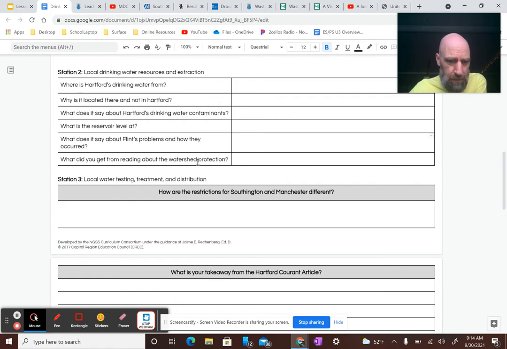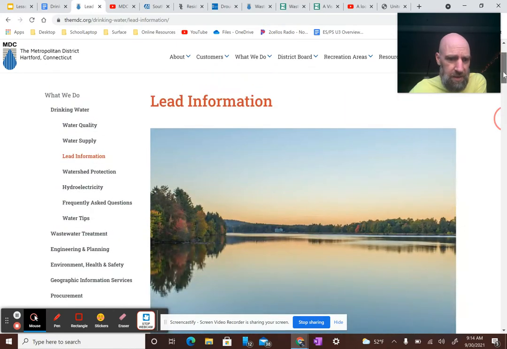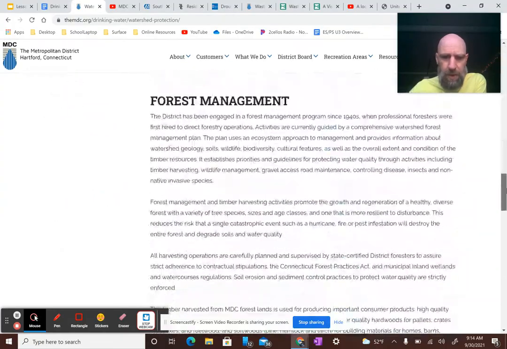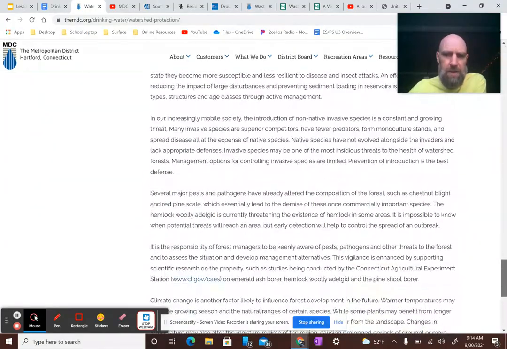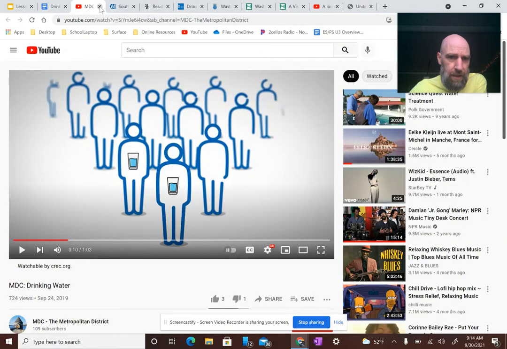What did you get from reading about the watershed protection? So for that, what you need to do is go up to here on this link, watershed protection. Give this one a read right here and just give them an answer. All right, that's for that one.